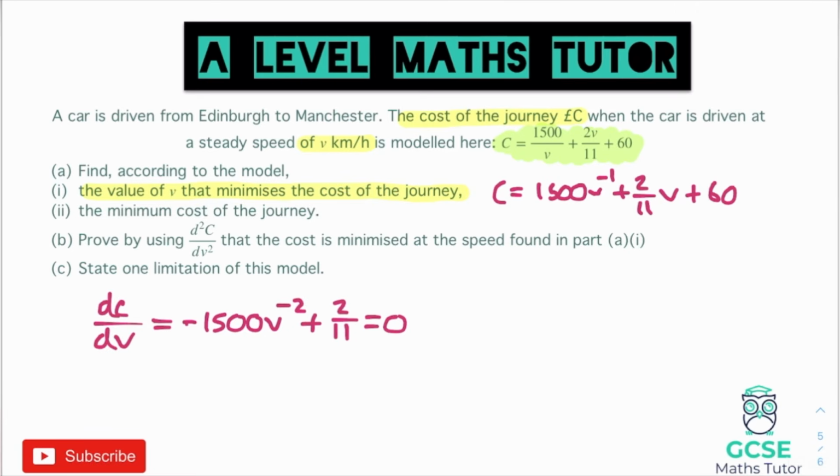Now we want to go about solving this, so we want it to say v equals. So if we minus the 2/11 to the other side, we'll have negative 1500 v to the minus 2, which is equal to negative 2 over 11. That's our first step there. Again, it might just help here to rewrite negative 1500 v to the minus 2. Again, you don't really necessarily have to. You could take different steps or different approaches here, but I'm going to rewrite this back to negative 1500 over v squared, which is equal to negative 2 over 11.